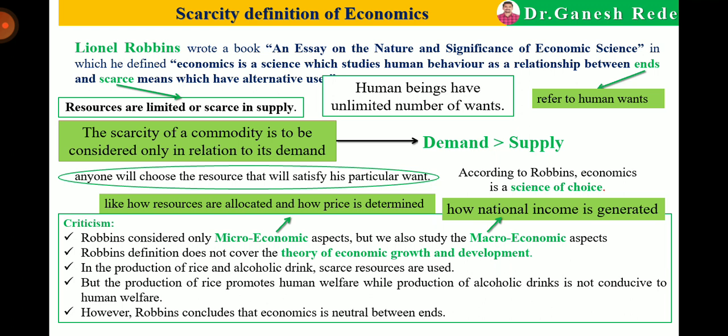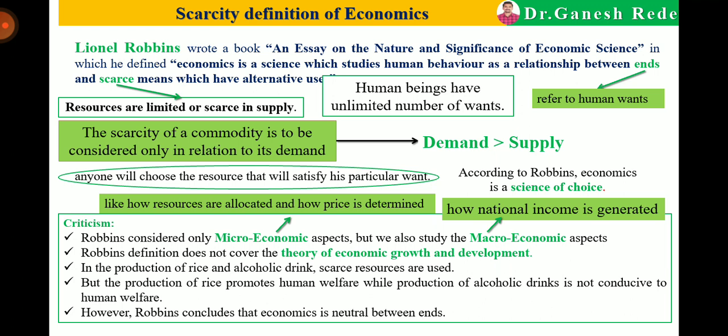Again, a question may be asked: according to whom is economics a science of choice? According to Lionel Robbins, economics is a science of choice. Now, there is criticism. Another group of economists raise criticism of the scarcity definition.